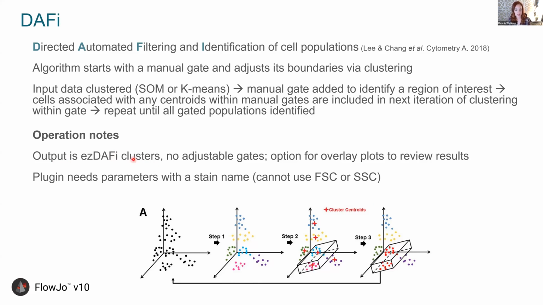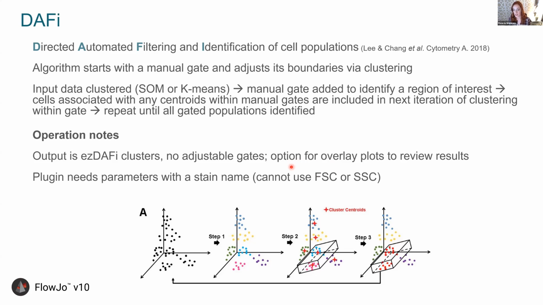So what you get at the end of running the tool, and we'll see this in the demo, is essentially you get clusters, okay, but you're not getting adjustable gates. It's going to behave much like an unsupervised clustering tool would, like Phenograph or FlowSOM, right? You'll run the tool and it'll return subpopulations for you, but you don't necessarily get gates to be able to adjust anything. So you kind of just take it for what it is, but you are getting that opportunity to supervise the clustering right at the very start by using these manual gates.